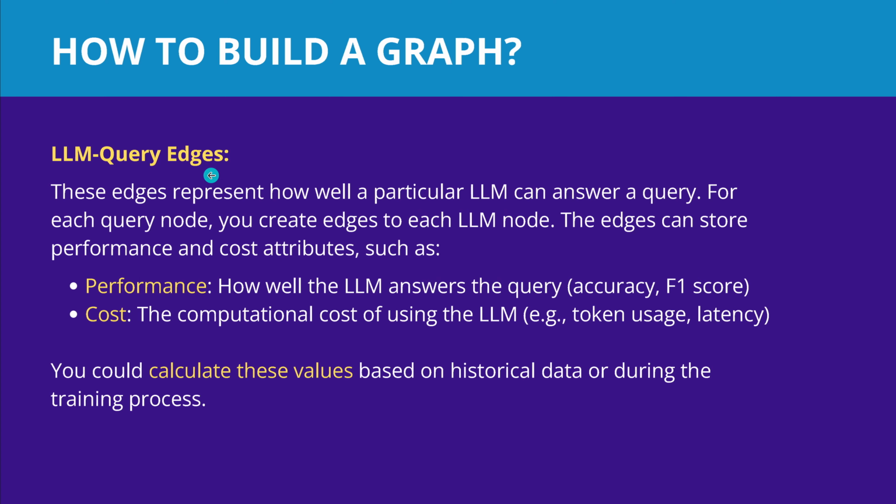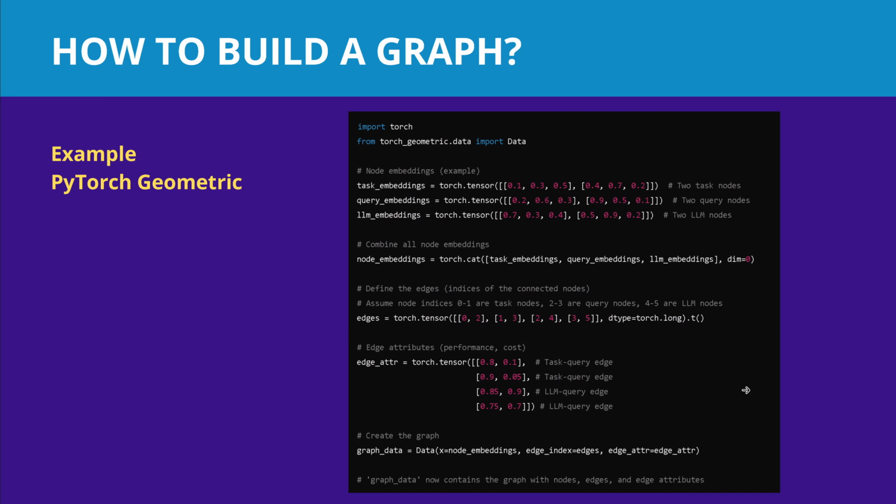Next, we have the LLM query edges. Here you can put your data about performance and cost. You can calculate these values based on your historical data, or you just look it up, or you have it in your training data already. And then it is rather easy, no?